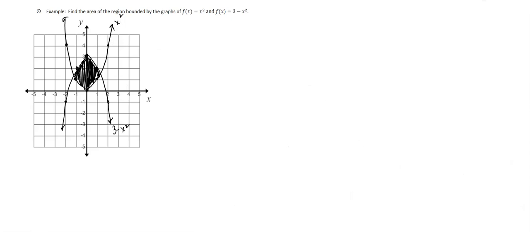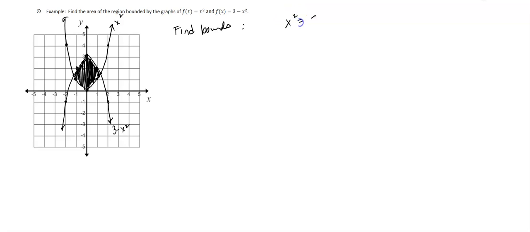Next, we're going to look at the problem that says to find the area of the region bounded by the graphs of f of x equals x squared and f of x equals 3 minus x squared. So you'll notice that we've graphed 3 minus x squared, we've graphed f of x equals x squared, and we found the region in between. Now I'm not the best shading grapher, and I don't see anything that looks like an integer in the intersection points here. So I am going to calculate them by setting the two equations equal to each other.